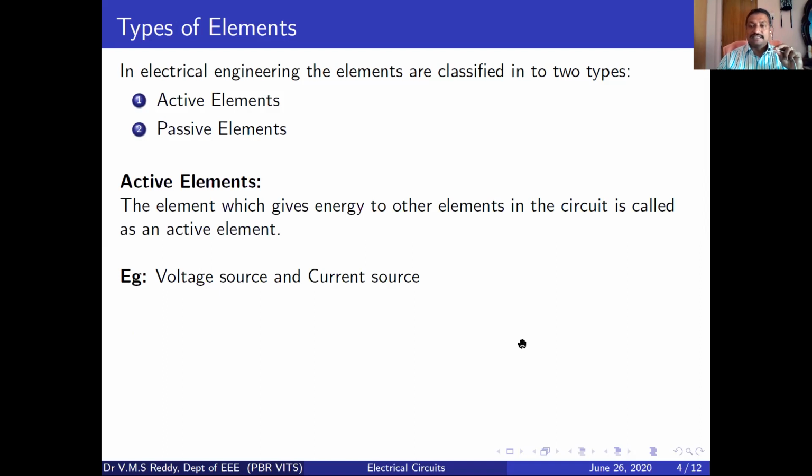Coming back to the practical scenario, our parent is an active element and the children are passive elements. And the source is an active element, the load is passive. Why? Always the active elements will give energy to other elements, just as the parent will always give money to other dependent persons in the home. That is about the active element.